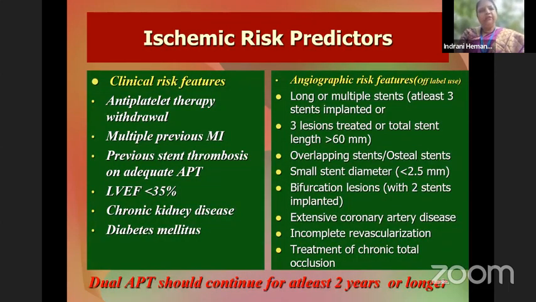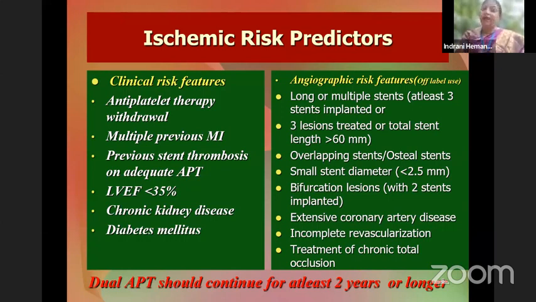So there are a few ischemic risk predictors which we have to keep in mind in all these patients, and they are broadly divided into clinical risk features and angiographic risk features. If the patient has any of them, please remember, these are the patients who are prone to perioperative MI.